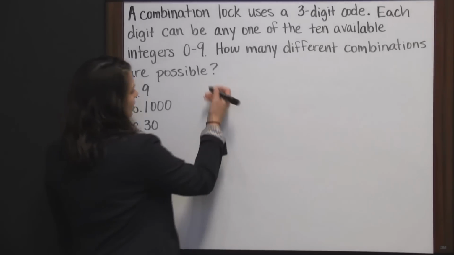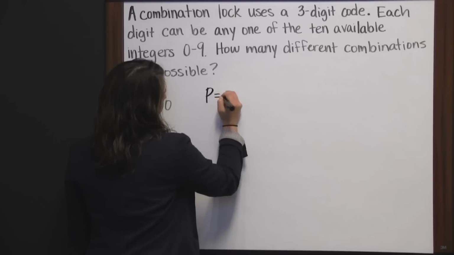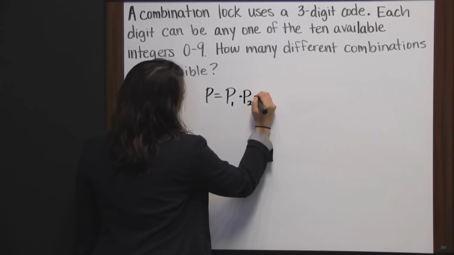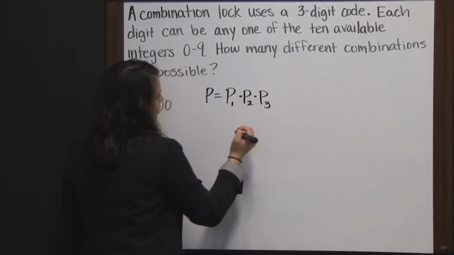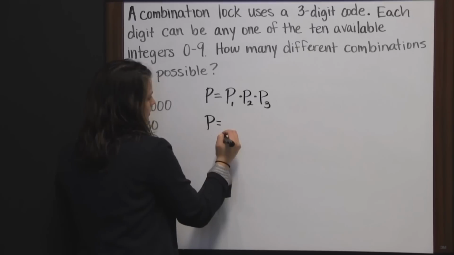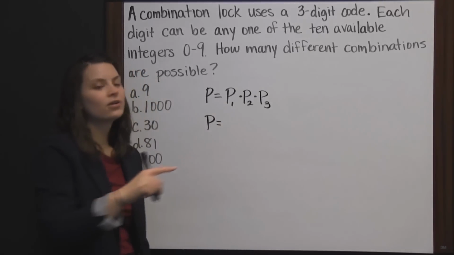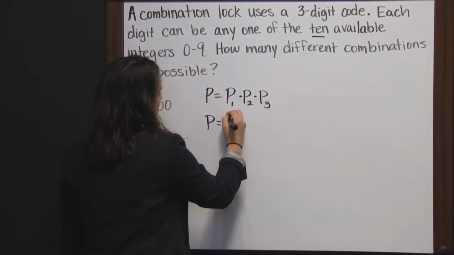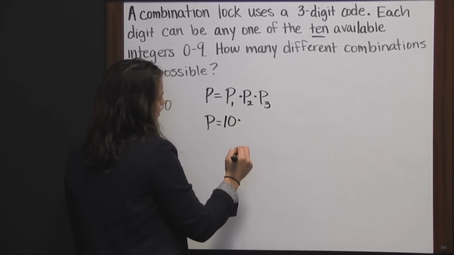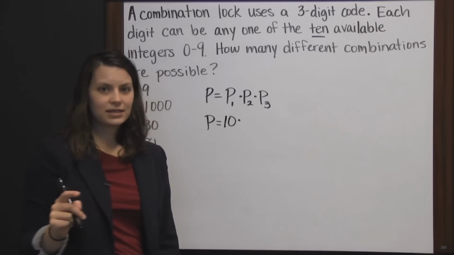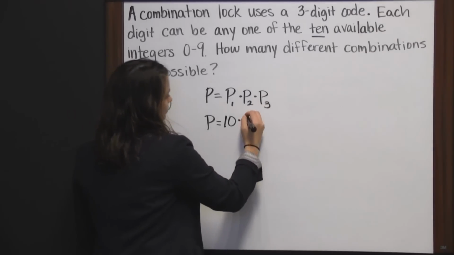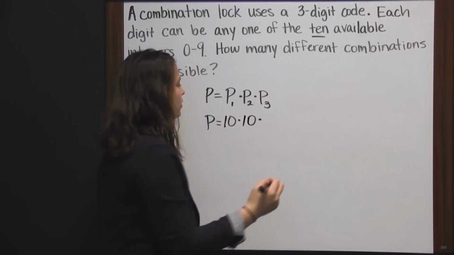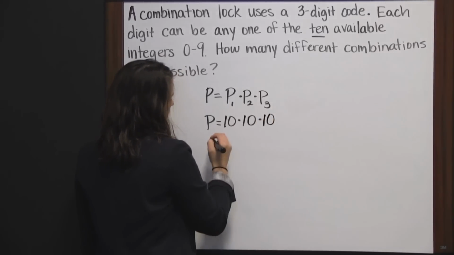So to find the possible outcomes, we would have to find the product of the possible outcomes for these 3 independent events. So the possible outcomes would be first the possible outcomes for the first digit, 10, since there are 10 available numbers, times the possible outcomes for the second digit, which again is 10 integers, times the possible outcomes for the third digit, which is again 10.